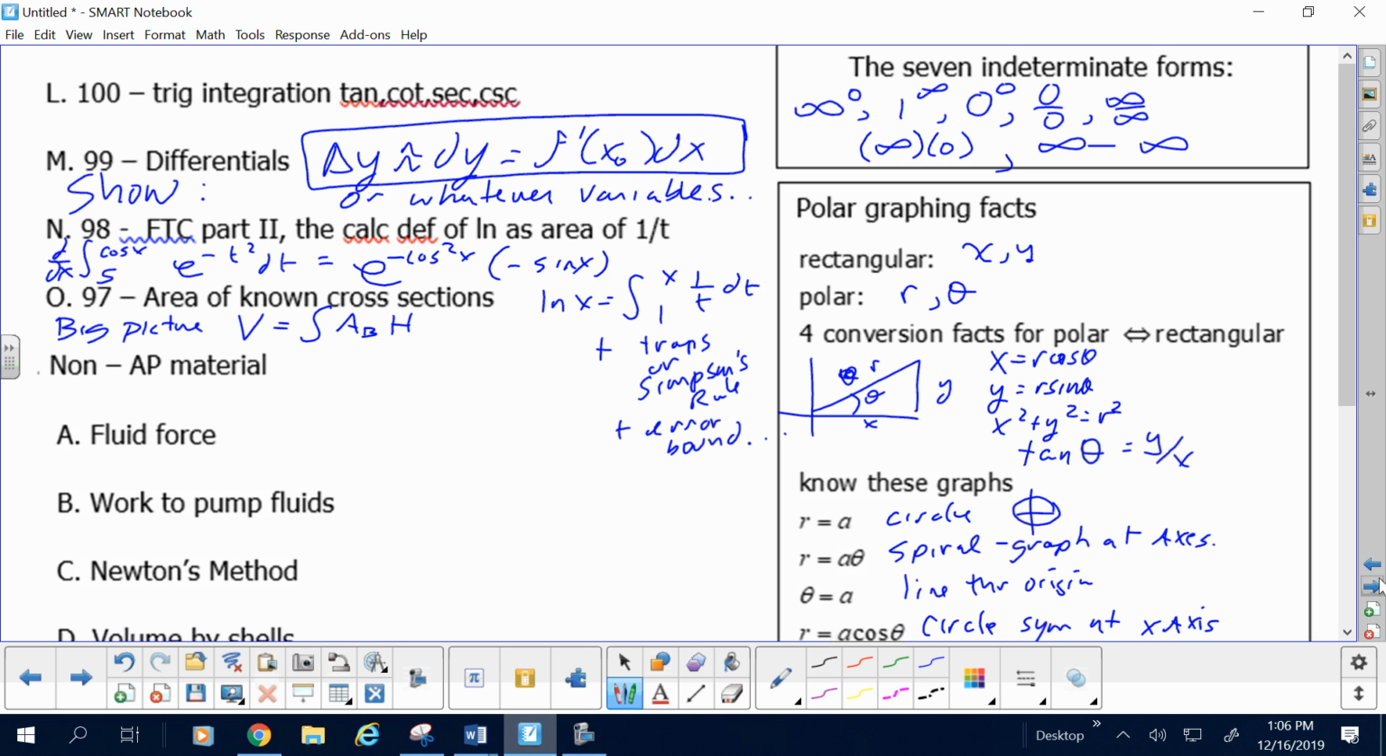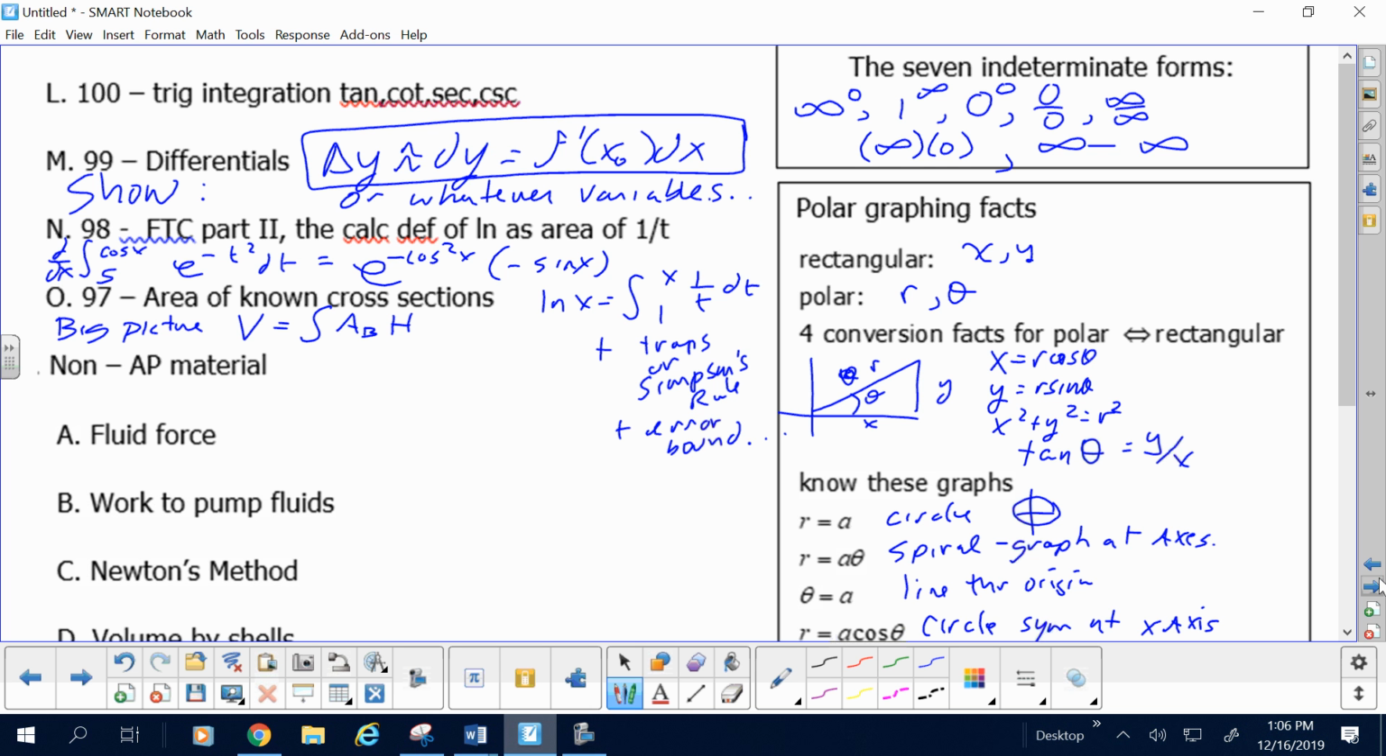Here's a blood vessel, and it's constricted at some places. And I could say, here's some cross sections. Estimate the volume of the blood vessel. Here's a river. And each cross section is a semicircle. And based on that, how much volume?